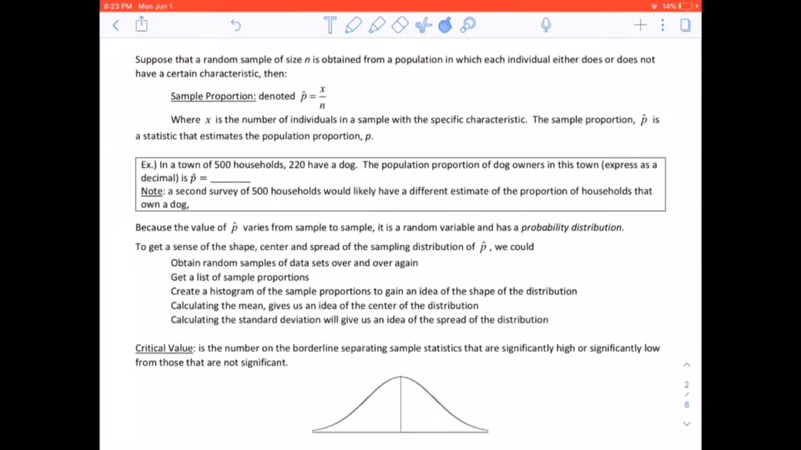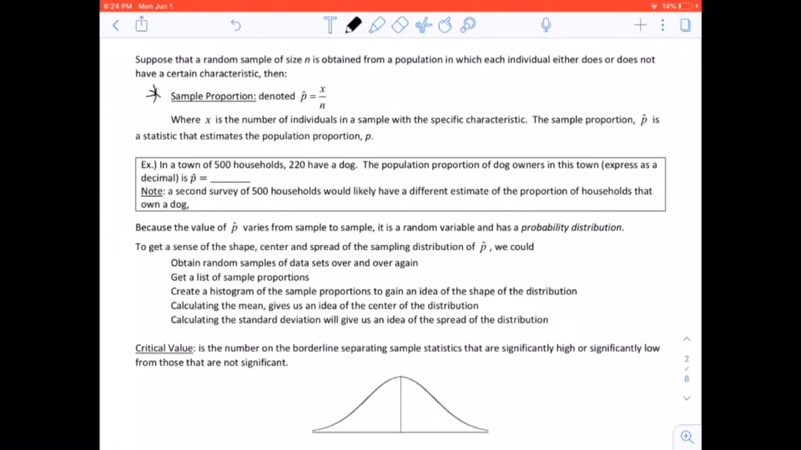On the next page it says suppose that a random sample of size n is obtained from a population in which each individual either does or does not have a certain characteristic. Then our sample proportion, p hat, is defined by x over n, where x is the number of individuals in the sample with a certain characteristic. The sample proportion p hat is a statistic that estimates the population proportion p, and n is the number of people in our survey, or individuals, or animals, or whatever we're dealing with.